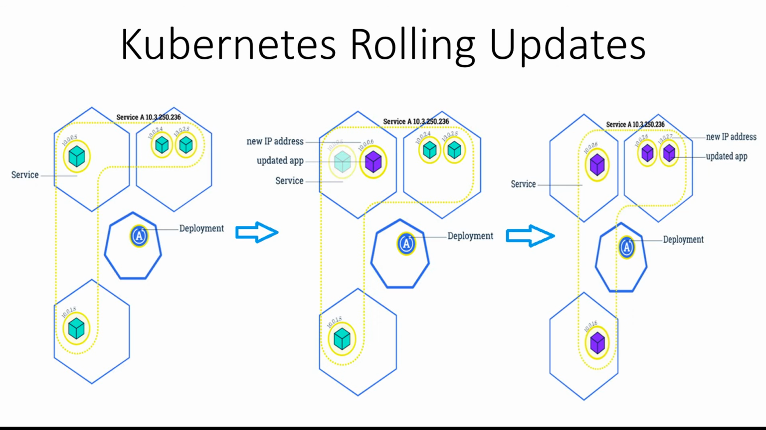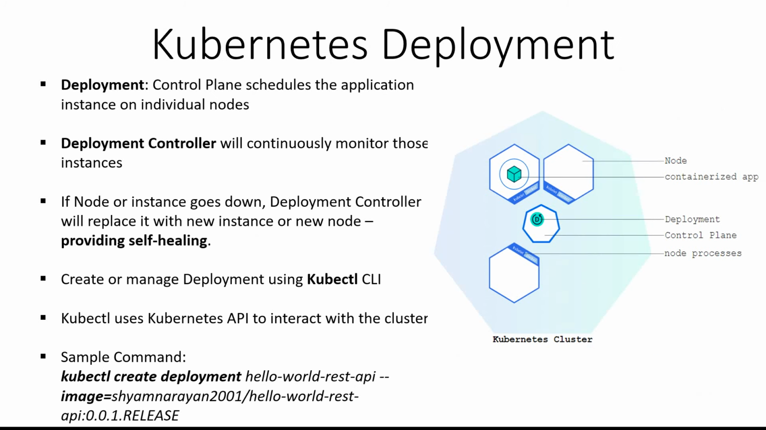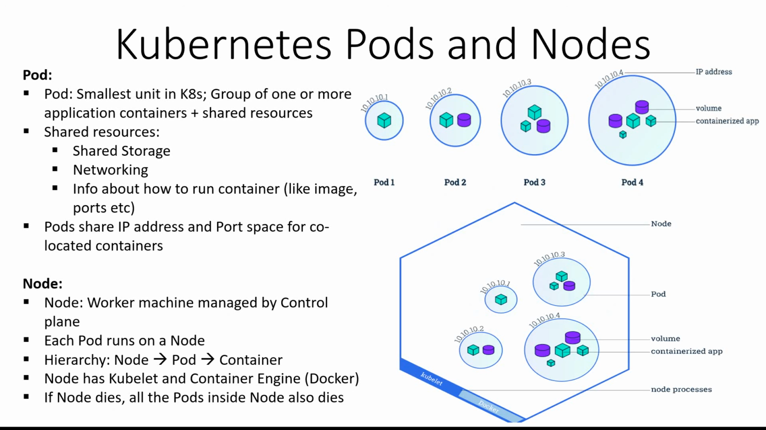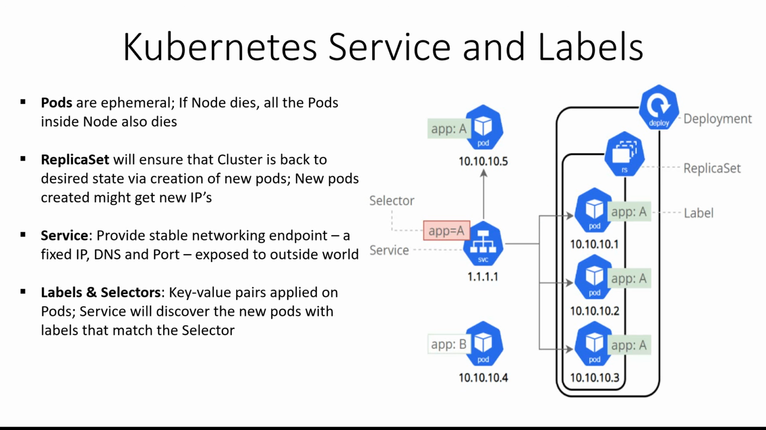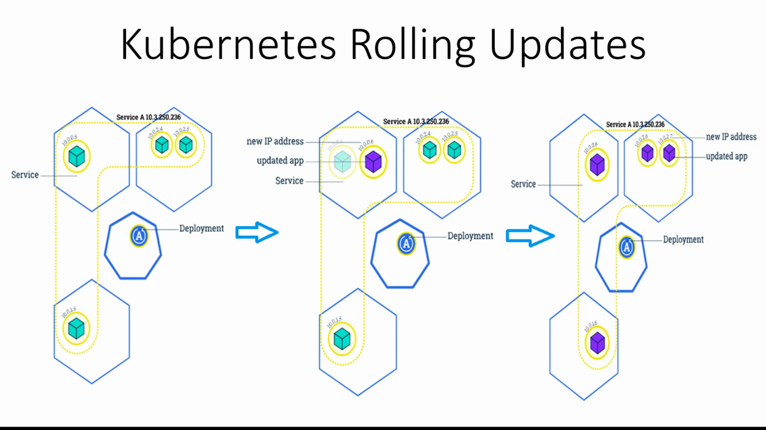I think you understood the basics now. We understood what is a cluster, what are nodes, what is a deployment, and what is a pod. We understood that pods could be of multiple sizes, and multiple pods could reside in a node, and there is a hierarchy. A cluster can have multiple nodes, each node can have multiple pods, and pods can have multiple containers. The pods are ephemeral, so a service is required, and the service identifies pods using labels. We also understood how this rolling pattern happens behind the scenes.